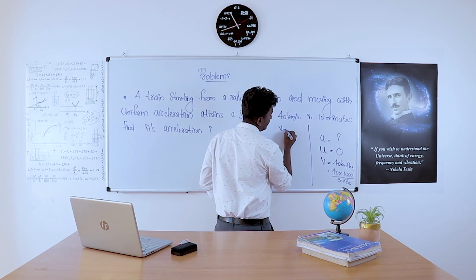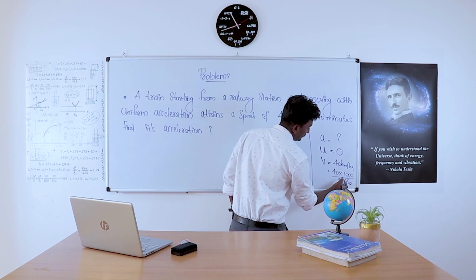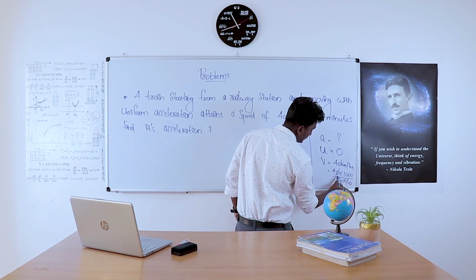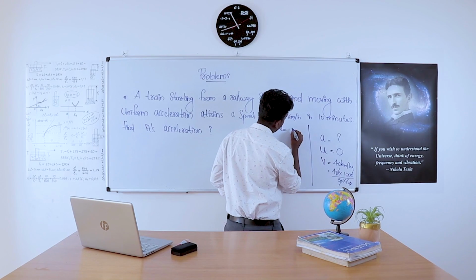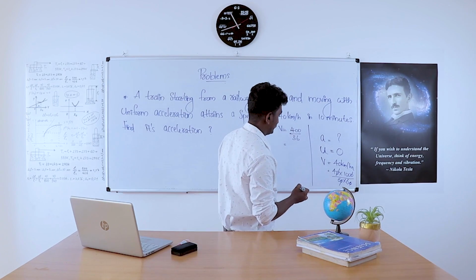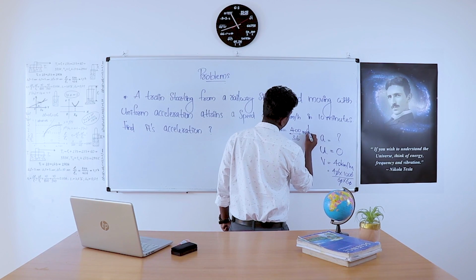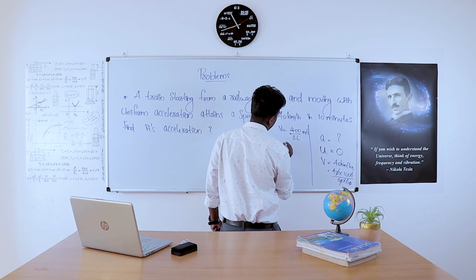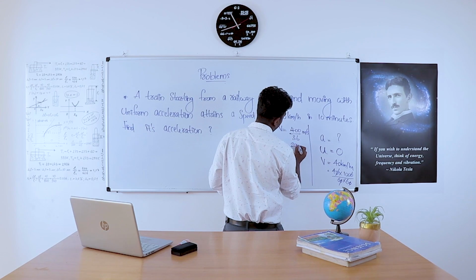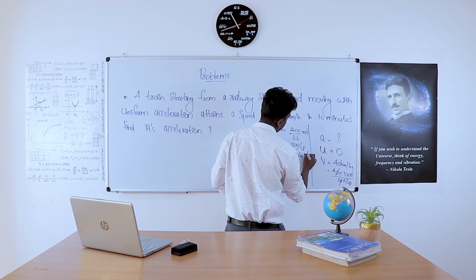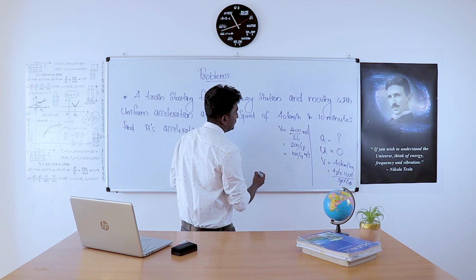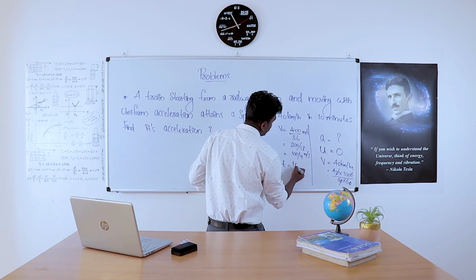That is V is equal to, we have to cut the zeros in numerator and denominator. Then 100 into 4, 400 divided by 6 into 6, 36. This is the velocity in meter per second. We can simplify it: 200 by 18 and 100 by 9 meter per second. Now time is given that time t is equal to 10 minutes.